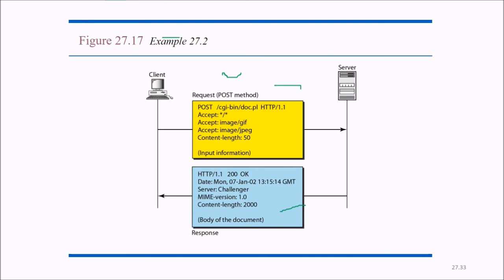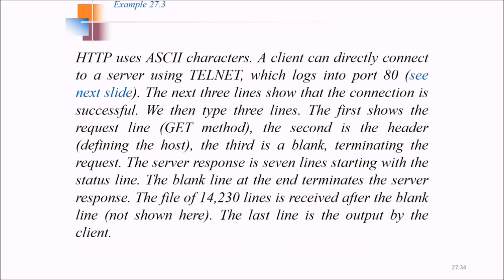This is the client and server communicating through the post method. So we can have get and post methods. Post, this is the URL, this is the HTTP version, accept any of these. Content length is 50. Server responds with this content. Again, everything which we discussed in the previous example.